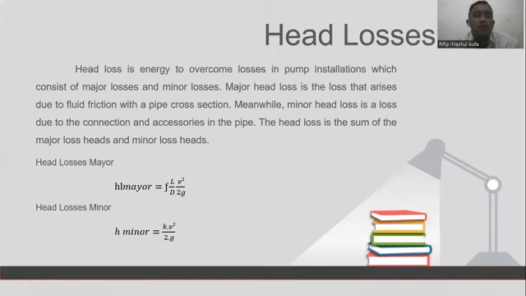And next, head loss. Head loss is energy to overcome loss in the pump installation, which consists of major loss and minor loss. Major head loss is the loss that arises due to fluid friction with the pipe cross section. Meanwhile, minor head loss is a loss due to connections and accessories in the pipe. The head loss is the sum of the major head loss and minor head loss. Here is the formula for major head loss and minor head loss.